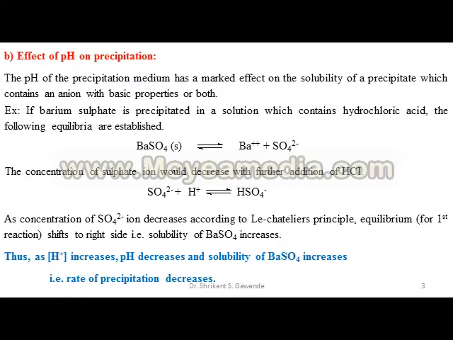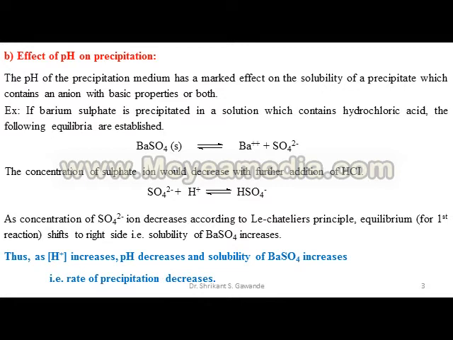Second point is effect of pH on precipitation. The pH of the precipitation medium has a marked effect on the solubility of the precipitate which contains an anion with a basic property, or a cation with an acidic property, or both. If barium sulfate is precipitated in a solution which contains hydrochloric acid, HCl, the following equilibrium is established: BaSO4 (solid) ⇌ Ba2+ + SO4 2-.